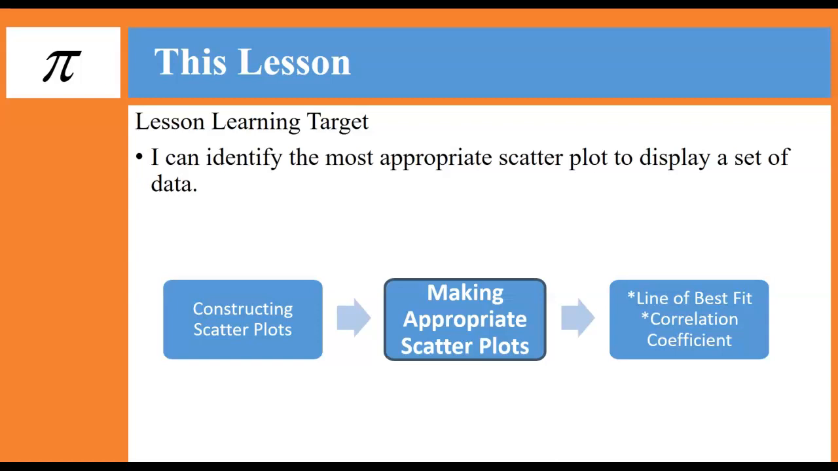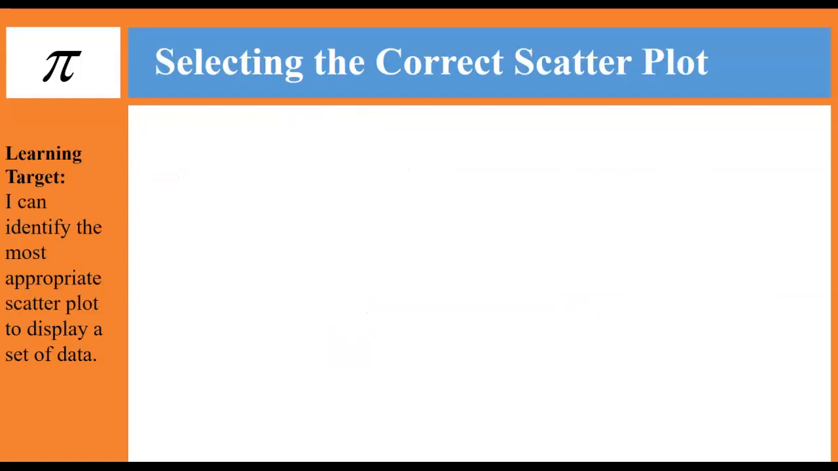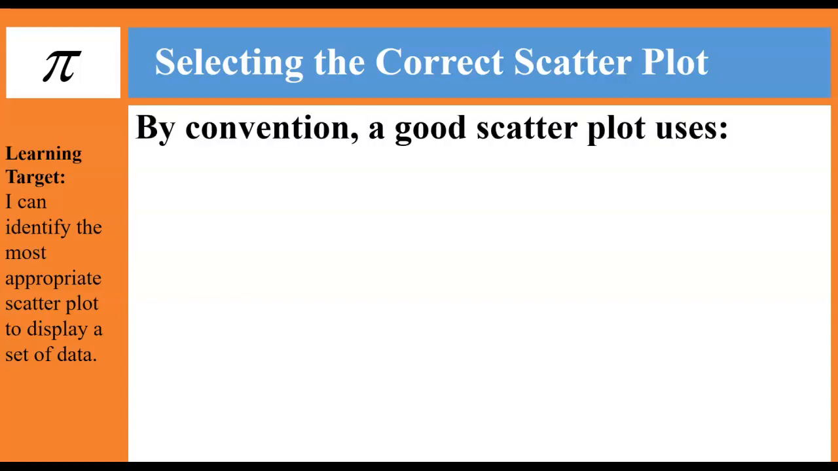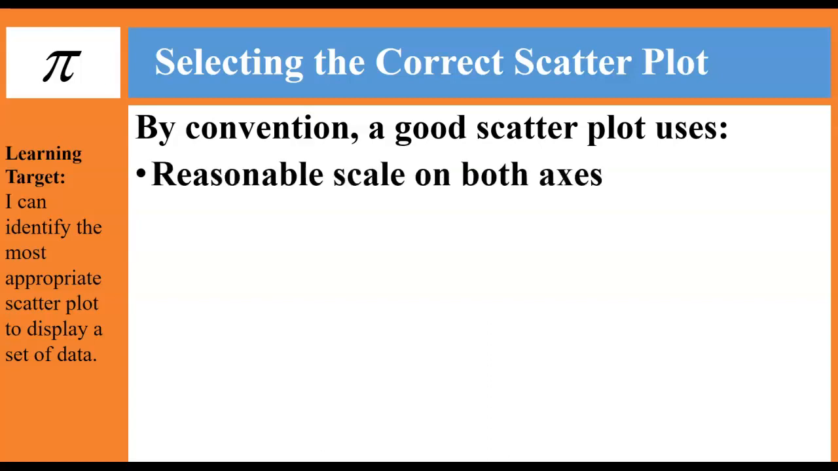And in this lesson, we're going to talk about how to make everything appropriate when not all of the information is given. And we use this for the line of best fit, for the correlation coefficient, and for describing trend lines. So in order to select the correct scatter plot, we need to consider two different pieces. One of them is that you have a reasonable scale on both axes. And of the two requirements, this one is not as bad.